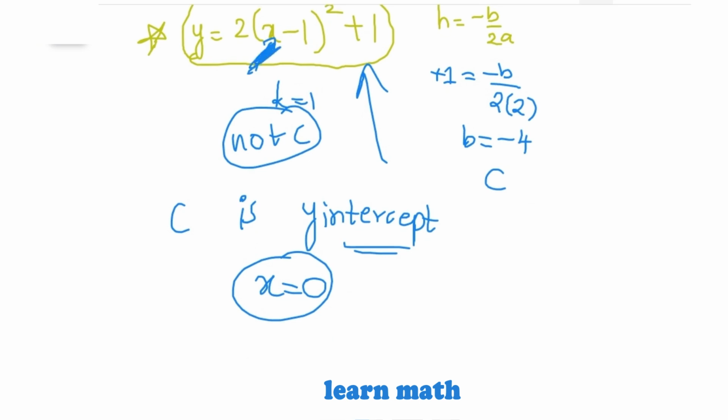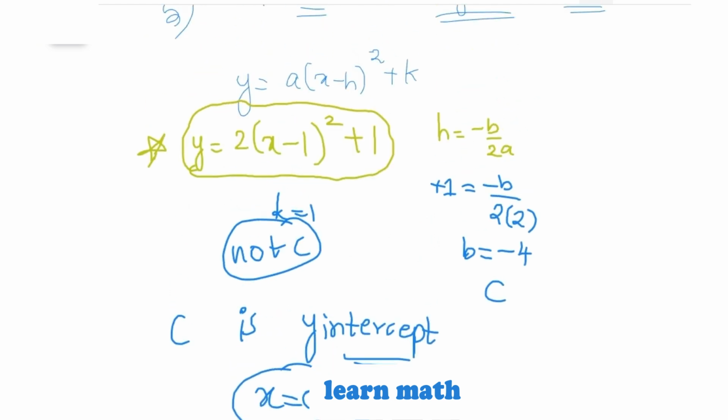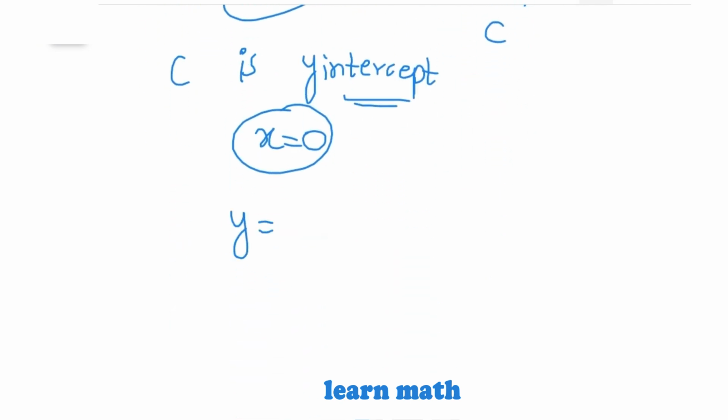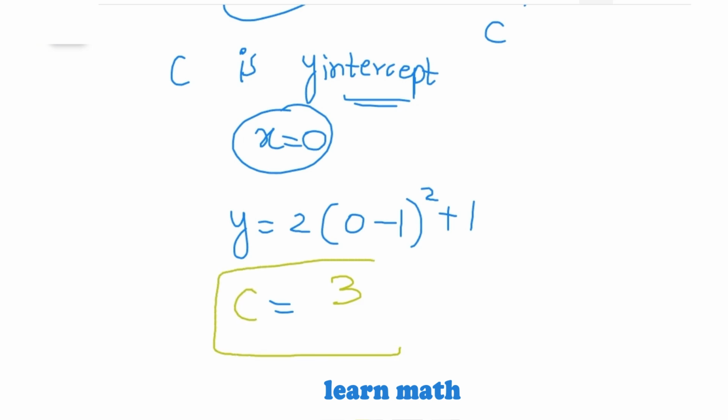What is the y coordinate? 0 minus 1 is negative 1, squared is positive 1. Positive 1 times 2 is 2, plus 1 is 3. The c value is 3. So a was 2, b was negative 4, c was 3.